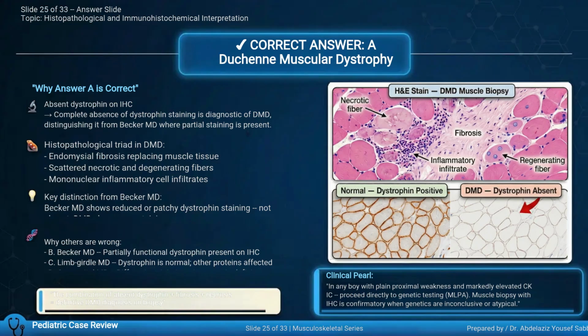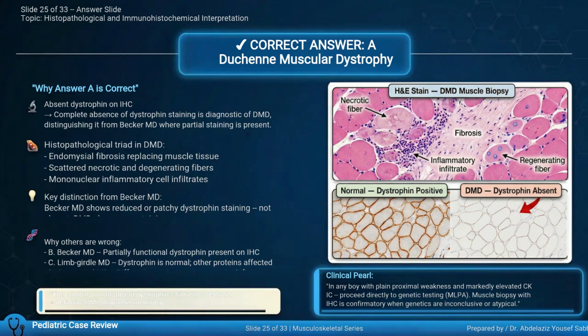The key distinction from Becker muscular dystrophy is that Becker shows reduced or patchy dystrophin staining, not absent. Duchenne muscular dystrophy shows 0 staining. Limb-girdle muscular dystrophy has normal dystrophin staining with other proteins affected. Congenital muscular dystrophy has different protein targets, with merosin deficiency being more common.